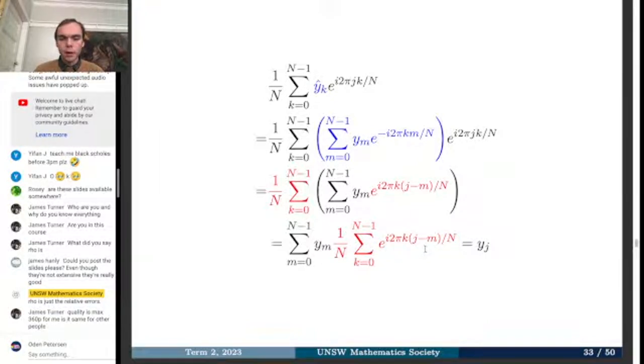And I guess the thing to notice is that when j is equal to m, so j here is just a fixed number, when j is equal to m in this summation, this is going to be equal to 1 because we get e to the 0, which is 1. And then we have n terms in this summation. So this is going to be n times 1 divided by n. So this yj term is going to stay there.